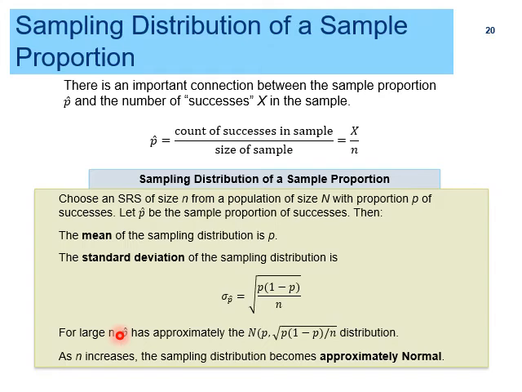So for the sampling distribution of a sample proportion, when we choose an SRS of size n from a population of size capital N with proportion p. So p hat is the proportion of the sample, whereas p without hat is the proportion for the population. Let p hat be the sample proportion of successes. Then the mean of the sampling distribution is p.